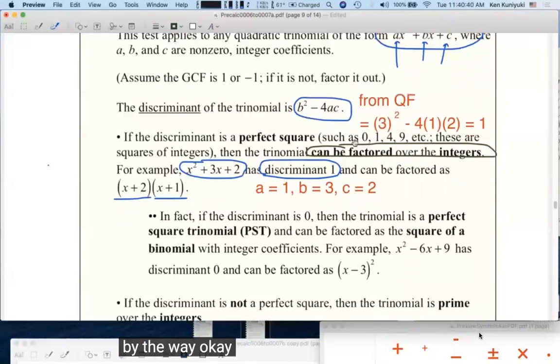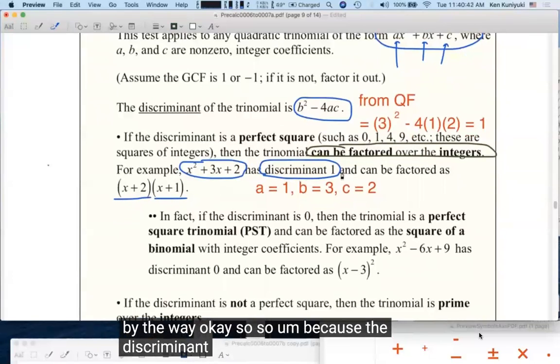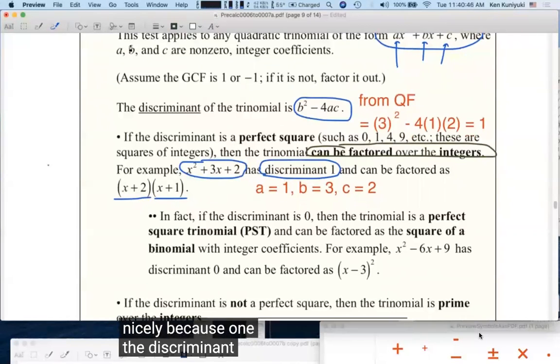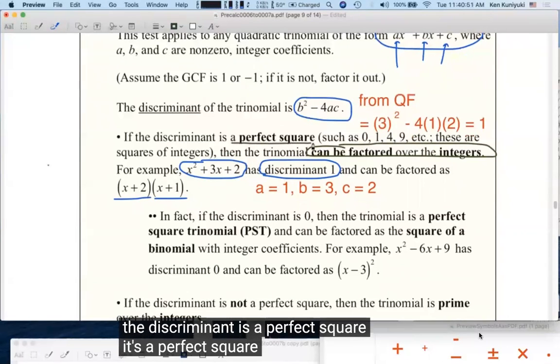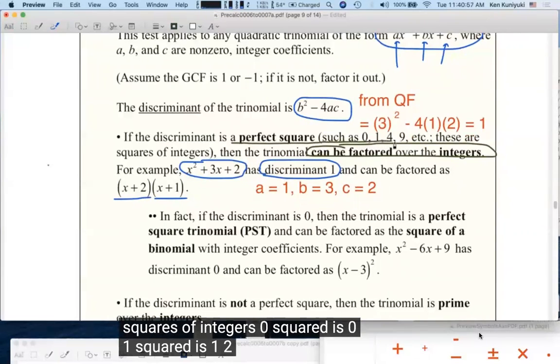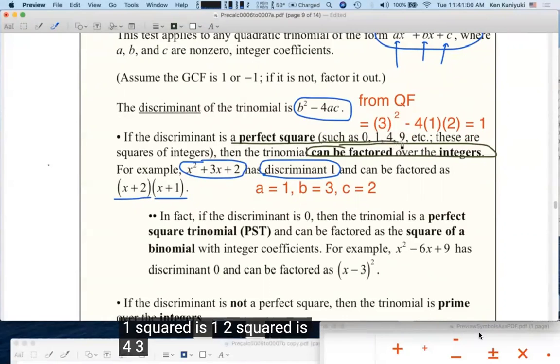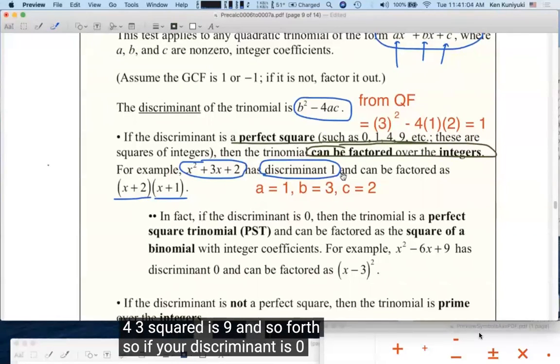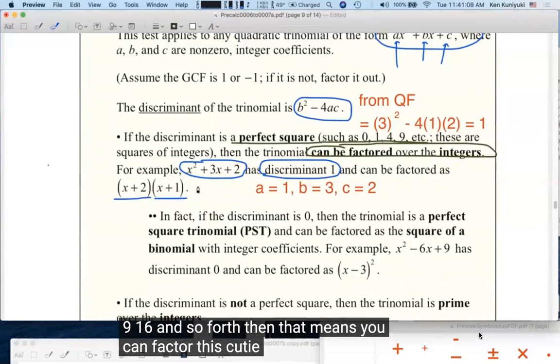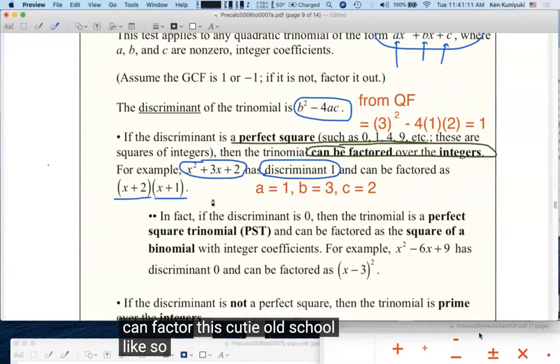By the way, if it is, because the discriminant is 1, why does that mean that we can factor it nicely? Because 1, the discriminant, is a perfect square. Perfect squares are squares of integers. 0 squared is 0, 1 squared is 1, 2 squared is 4, 3 squared is 9, and so forth. So if your discriminant is 0, 1, 4, 9, 16, and so forth, then that means you can factor this QT old school, like so.